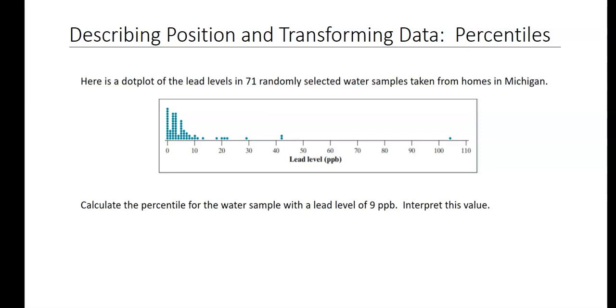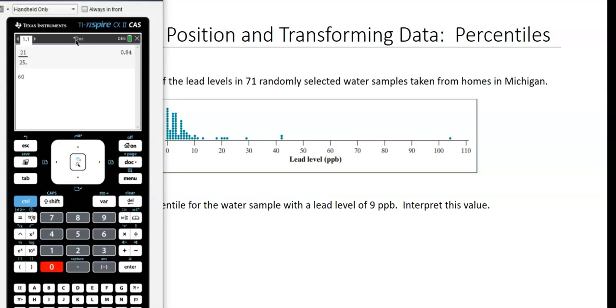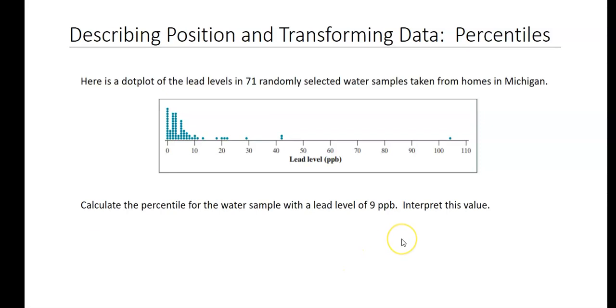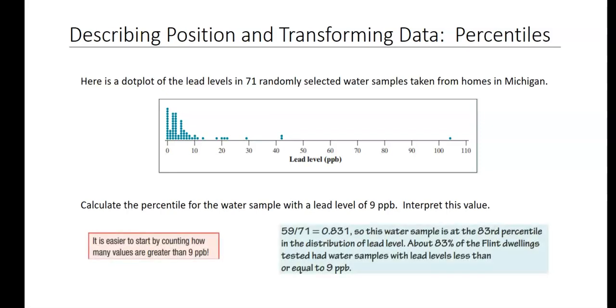So there are 60 out of 71 below that. So I think you would do 60 divided by 71, which is 84 point something percent, which is the 84th percentile. Oh, wait, 59. Did I count something wrong? So 1, 2, 3, 4, 5, 6, 7. Oh, there's one out there. I didn't see that one outlier way out there. Oh my goodness. So it's one less. It's 59 divided by 71, which is 83.1. So it's the 83rd percentile. So it is at the 83rd percentile.